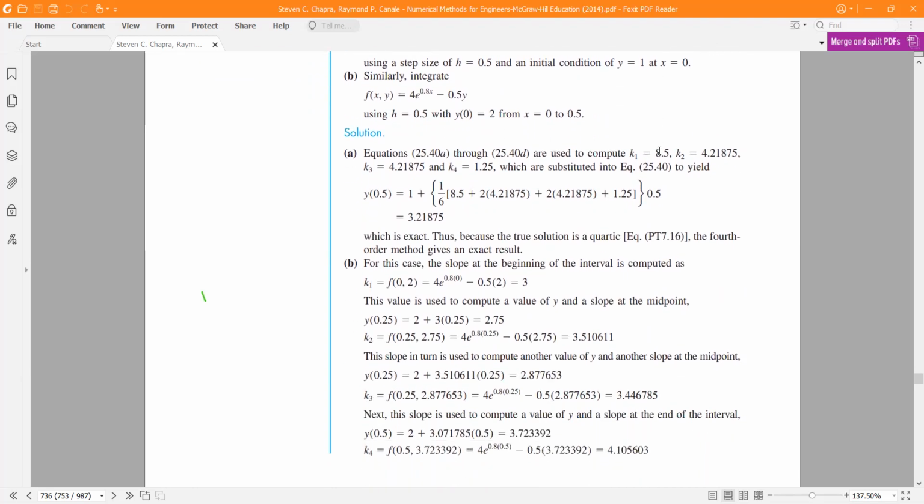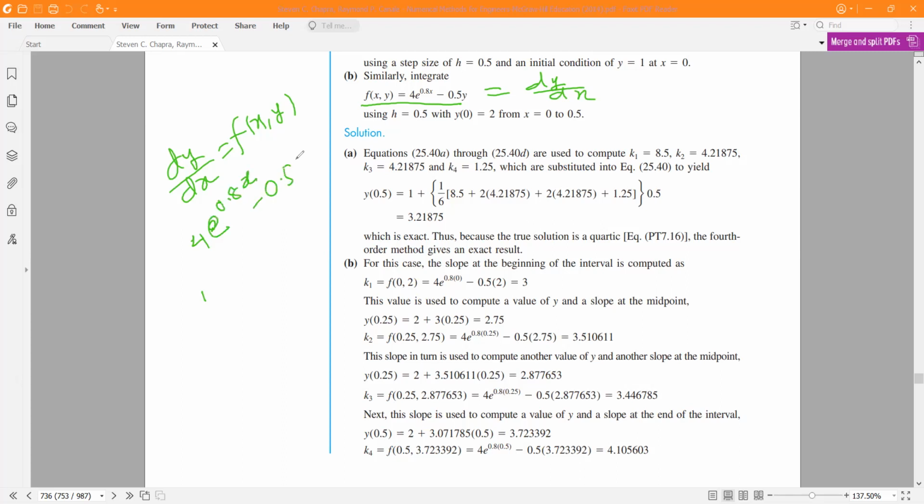Okay. Now let us illustrate the second example, where the equation slope will involve y. You see that this equation is of this type, dy by dx is equal to a function of x and y, is it not? Because your equation was this, and that is equal to dy by dx. So your function f(x,y) is equal to 4 into e to the power 0.8x minus 0.5 into y.